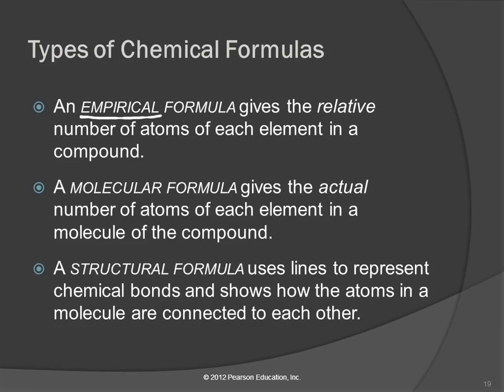Empirical means by experiment. Empirical formula gives us relative numbers of atoms of each element in a compound. That's going to give us the lowest ratio. It's not always going to tell us how many atoms are actually in a molecule. It's just the lowest ratio.